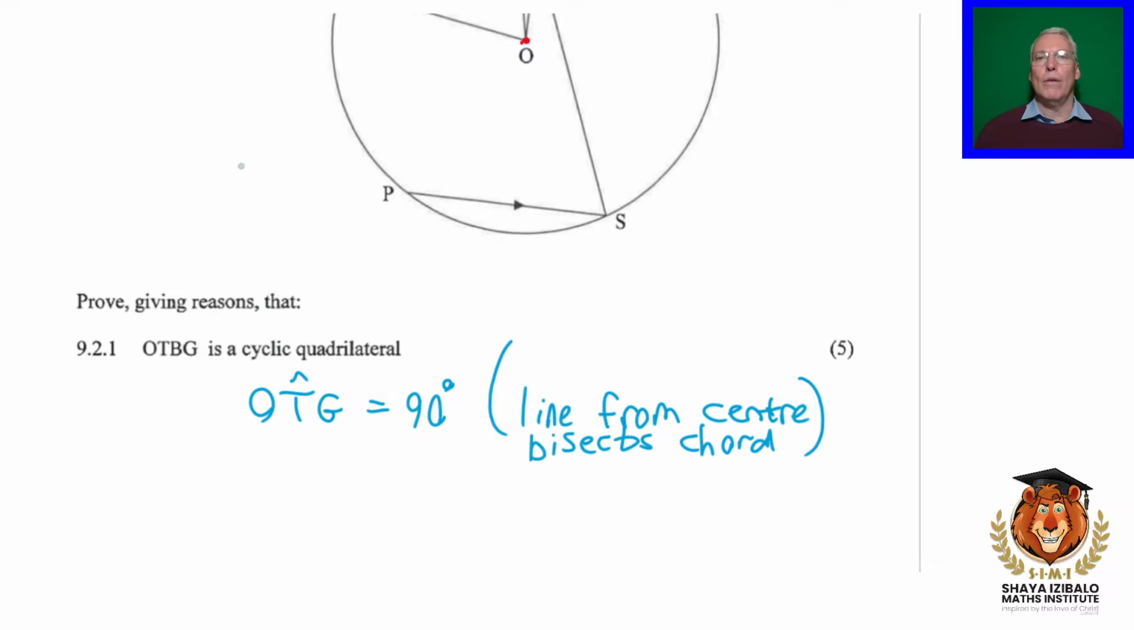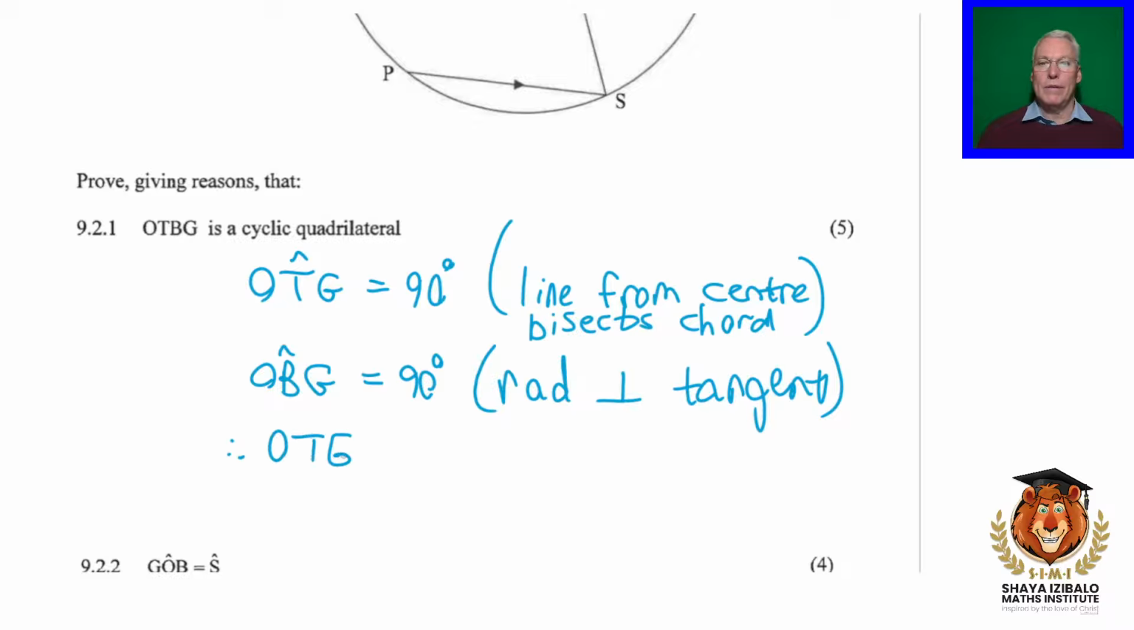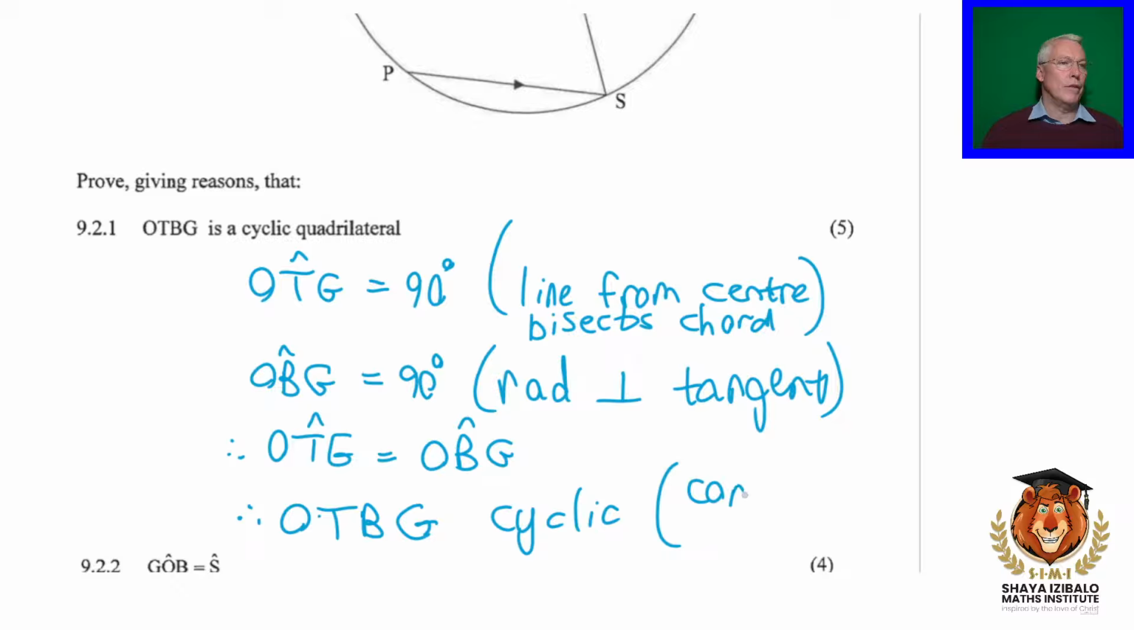But also we know that OBG is 90 degrees. And the reason for that is radius perpendicular to tangent. Okay, and therefore OTG equals OBG, and therefore OTBG is a cyclic quad. And the reason is converse angles, same segment.